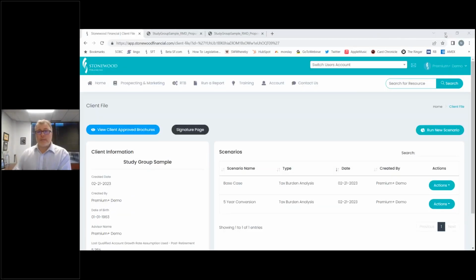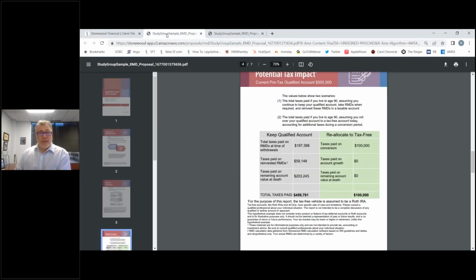So I'm going to share my screen. Bear with me. And where we are now is in the client file. I'm just going to reset this so I don't get logged out during the session. And let's start with the output.